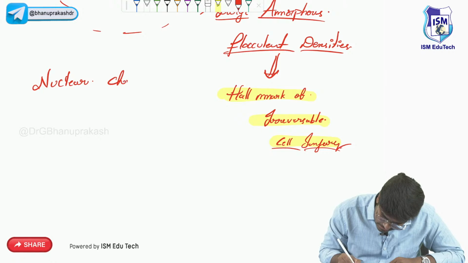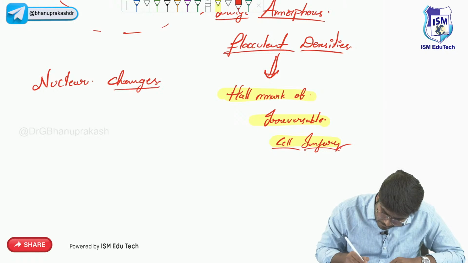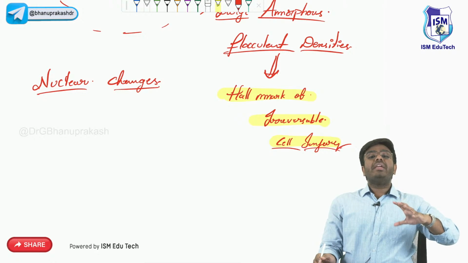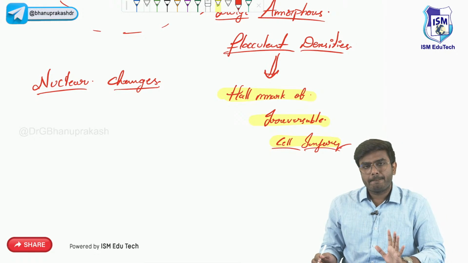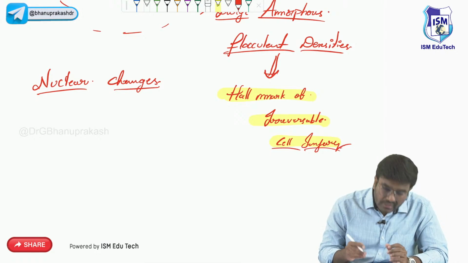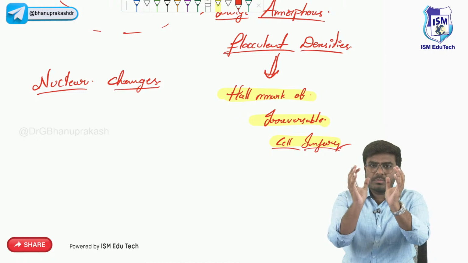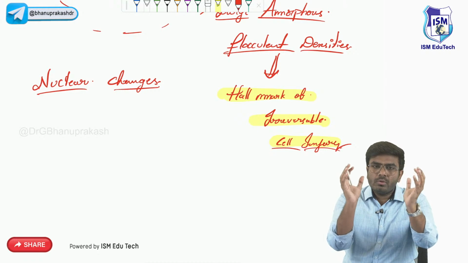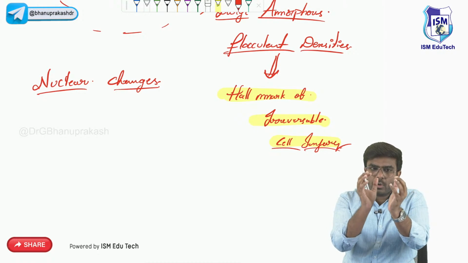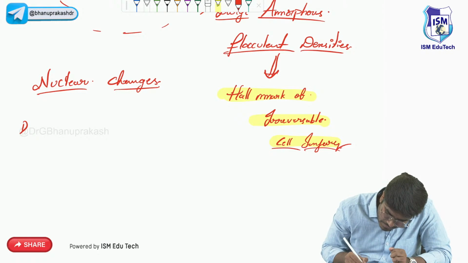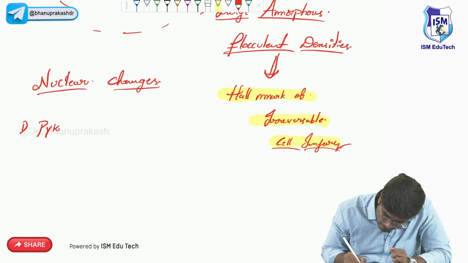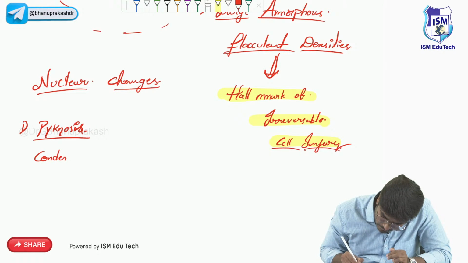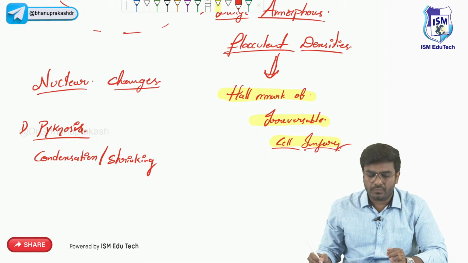Nuclear changes. Whenever the nucleus is damaged beyond repair, the nucleus becomes smaller and smaller in size. This condensation of the nucleus, becoming small, is called pycnosis. Pycnosis is condensation or shrinking of the nucleus.